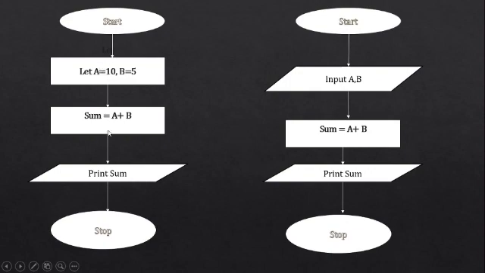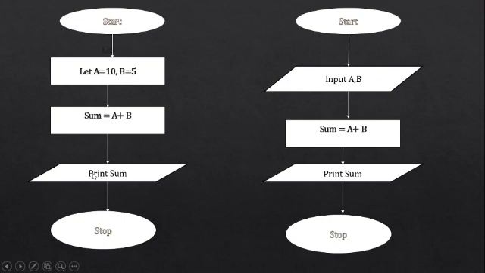So input is over, processing is over, and the third one, to produce the answer, is output. The value of a, that is 10, plus b equal to 5, so the calculation 10 plus 5 takes place here. The answer is 15, and 15 is stored in sum. If I want to print the answer, I write print sum. This parallelogram is used for print sum.